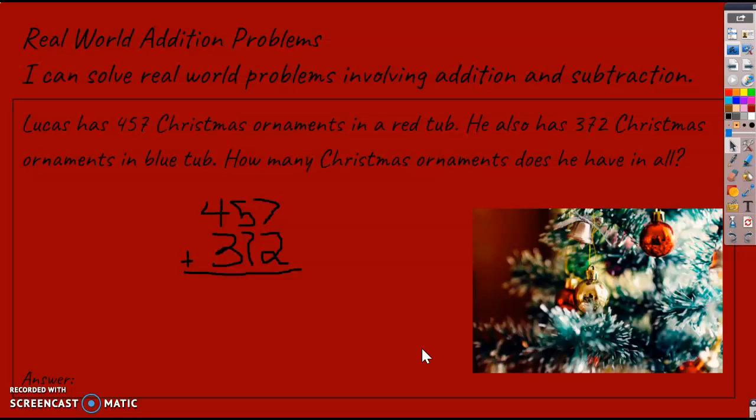Lucas has 457 Christmas ornaments in a red tub. He also has 372 Christmas ornaments in a blue tub. So how many Christmas ornaments does he have in all? I'm not just going to read the question once, I'm going to read it again.